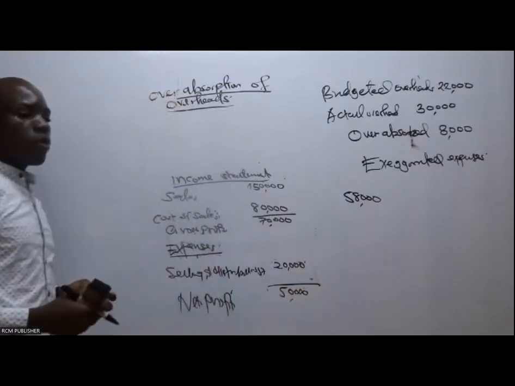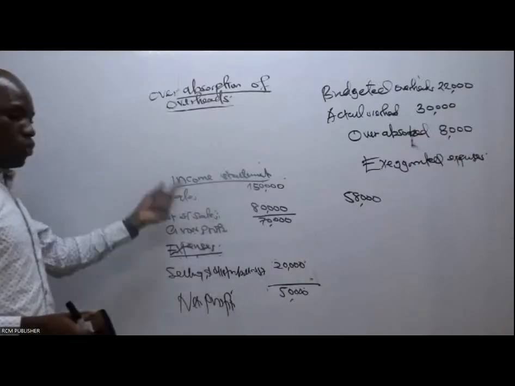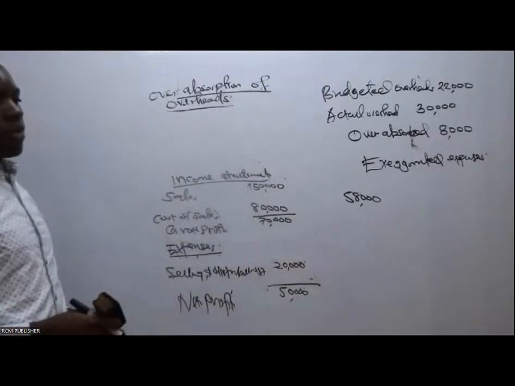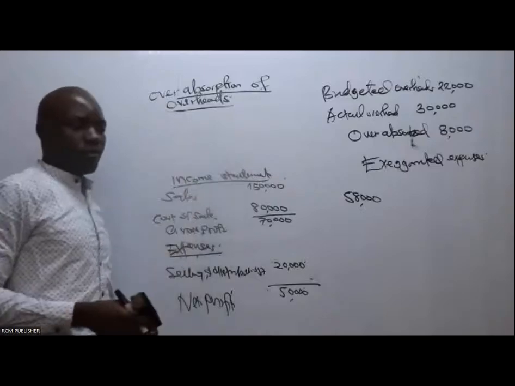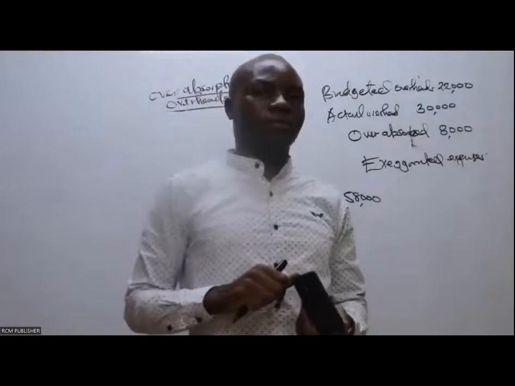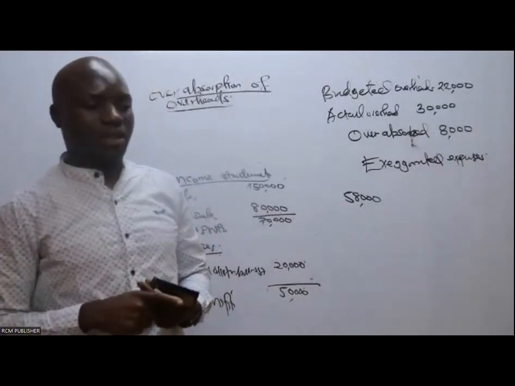Now, if I'm going to take it to the cost of sales section, what will I do so that I get the right profit of 58,000? Am I going to add it to cost of sales or subtract it?